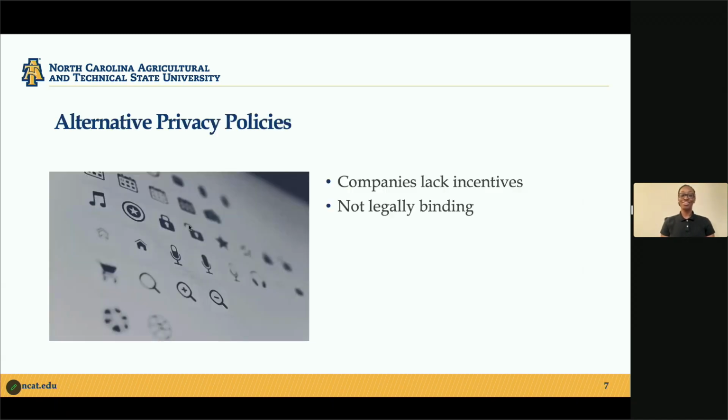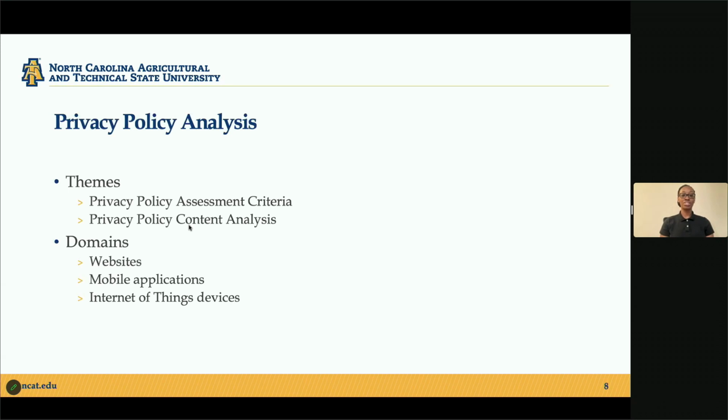But even though they have all these issues, alternatives such as graphical and machine-readable privacy policies have not been adopted for several reasons, including companies lack incentives and they're not legally binding. And so despite its flaws, the role of natural language privacy policies remains cemented in our digital privacy ecosystem and is a growing research area.